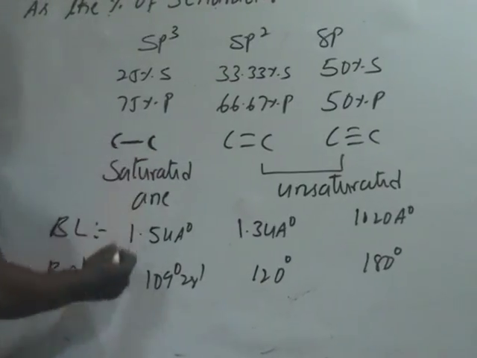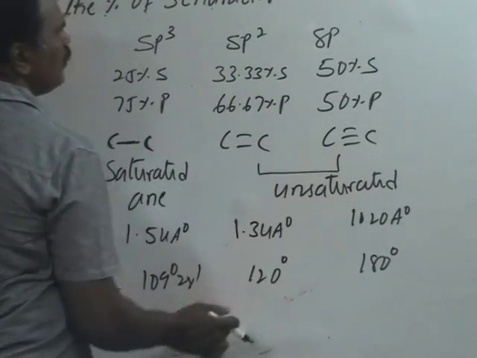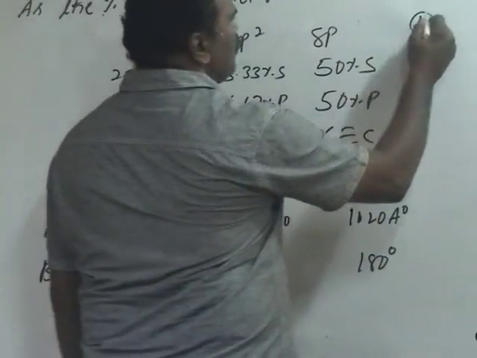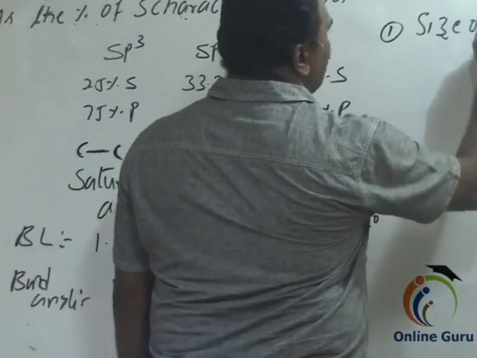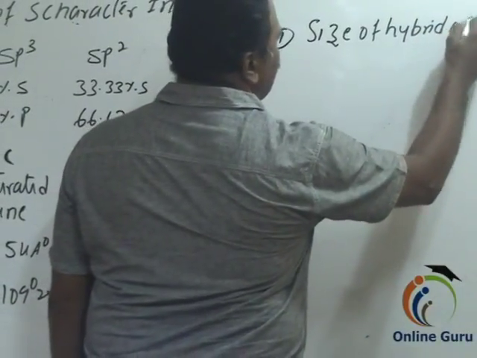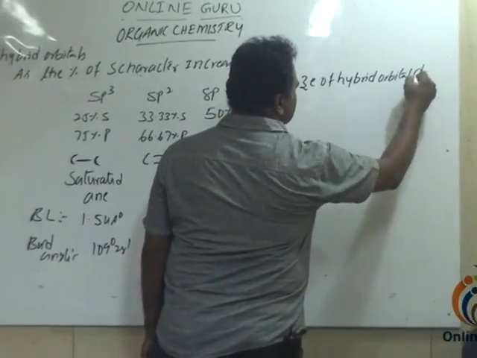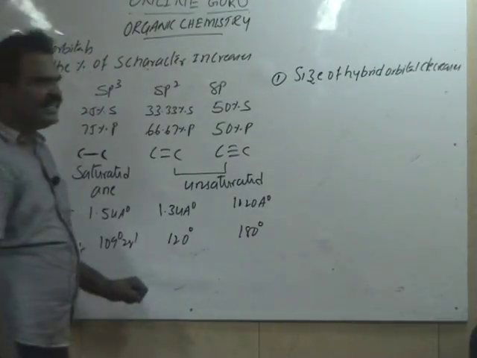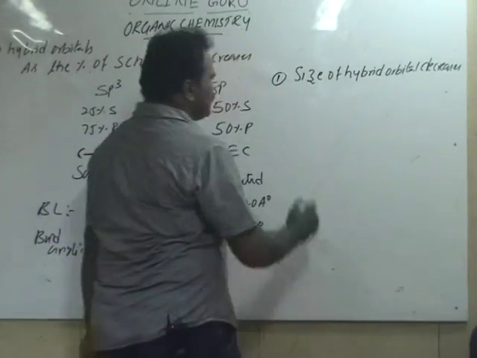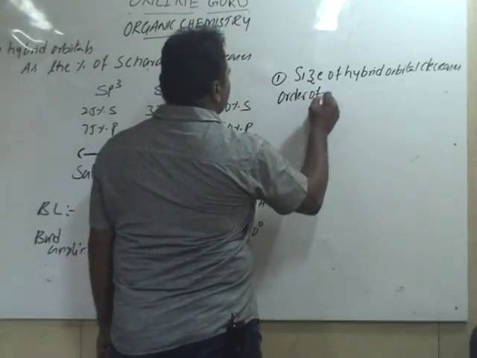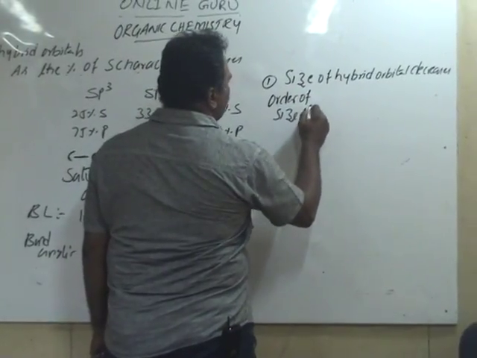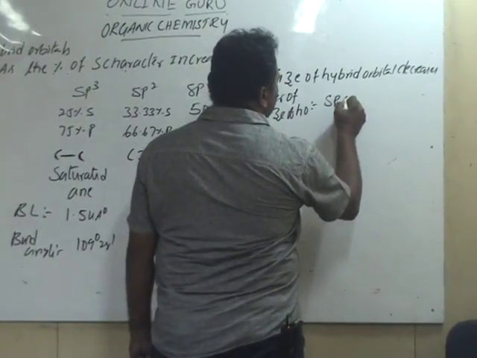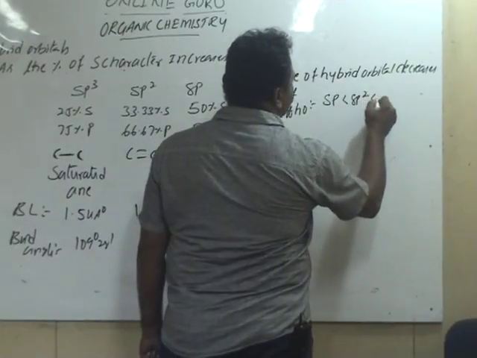That means as the percentage of s character increases, bond order increases. In alkane there is a single bond between carbon atoms, alkene double bond and alkyne triple bond. So as the percentage of s character increases, first one, size of hybrid orbital decreases.